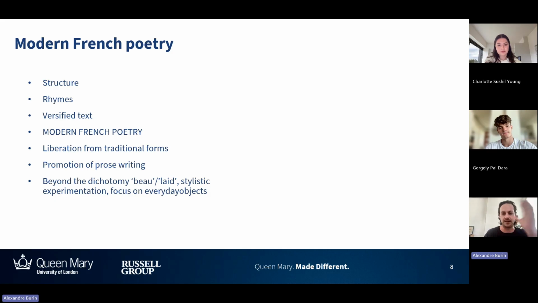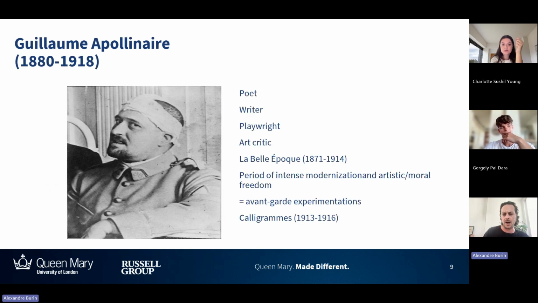So you get this sense that it goes beyond the dichotomy between beau and laid, so the beautiful and the ugly, and really engages in stylistic experimentations with a focus on everyday objects as well, okay? Not just something extremely lyrical, or at least you can make something lyrical out of everyday objects. And so we're talking about late 19th century, early 20th century.